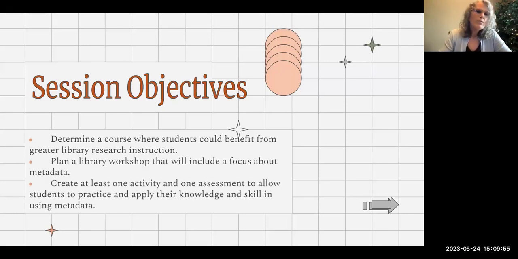And then second, as well as then third, I even planned a library workshop, and I'll tell you about that. I'm sure you might do something similar, but if not, maybe consider that and include some sort of, again, small focus on metadata. And that perhaps you can create at least one activity, just one small learning activity that can be done in the classroom. And then that one assessment, which most likely could be the draft of a research paper, perhaps, that will allow students to practice and apply that knowledge and what they know and how to use metadata, and see if their research or their assessment would be richer as a result. So those are my objectives for this session for you today.